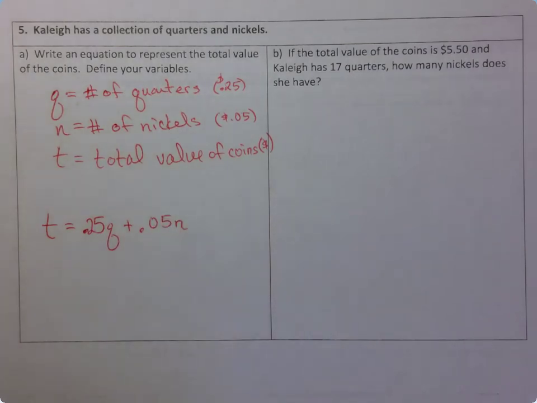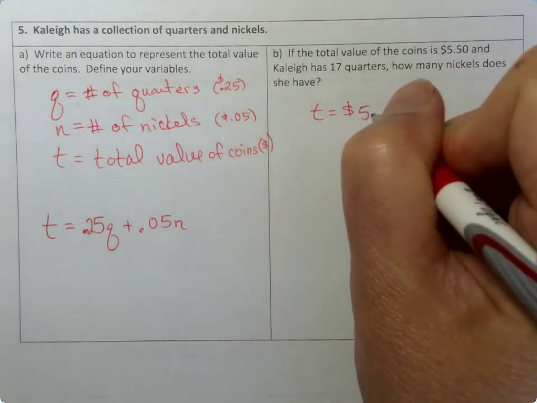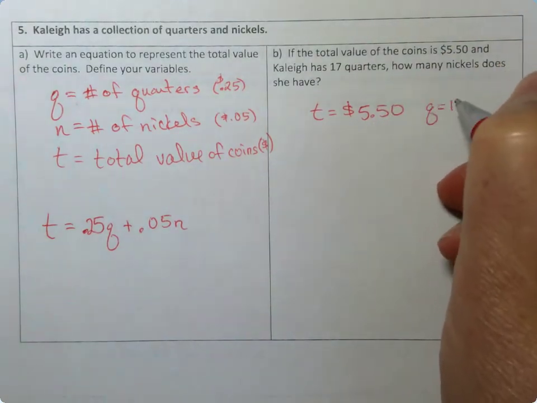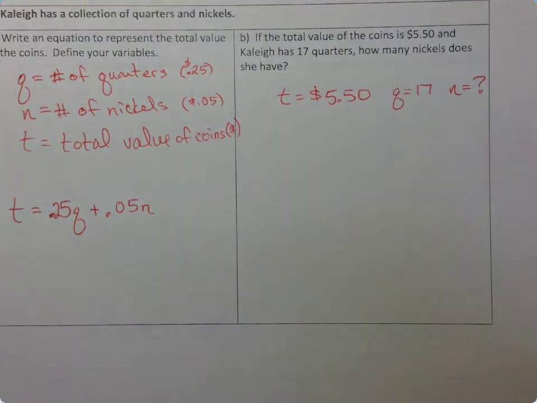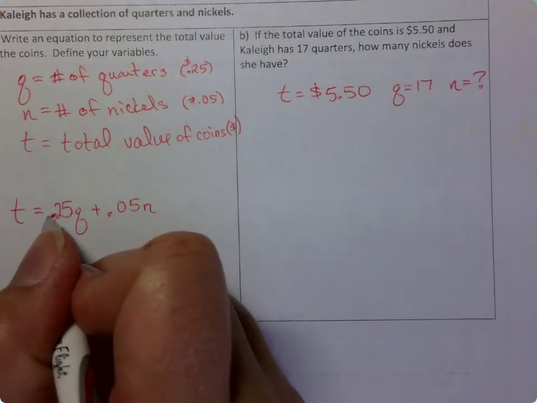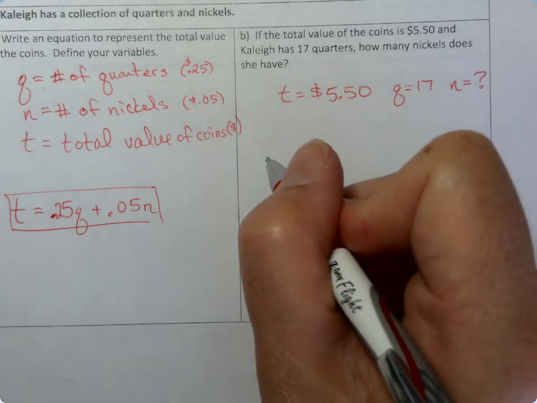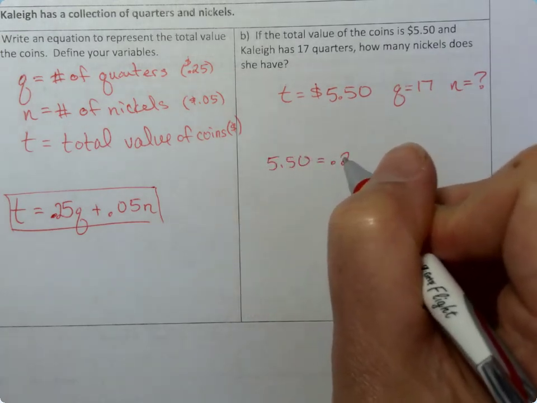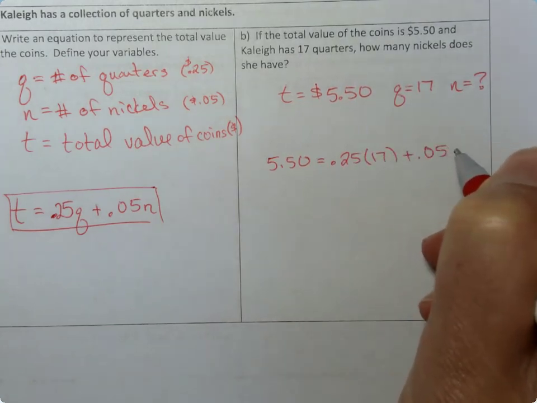Okay, well, let's see what we know. The value of her coins is $5.50, so that's going to be her total money. And she has 17 quarters, so the total quarters is 17. We want to know the nickels. So it's just a matter of plugging it in. You want to make sure that you show your equation, but even if you're doing this another way, please show me what you plug in. So I'm showing this before I start my work. 25 times 17 quarters plus 0.05 times N.